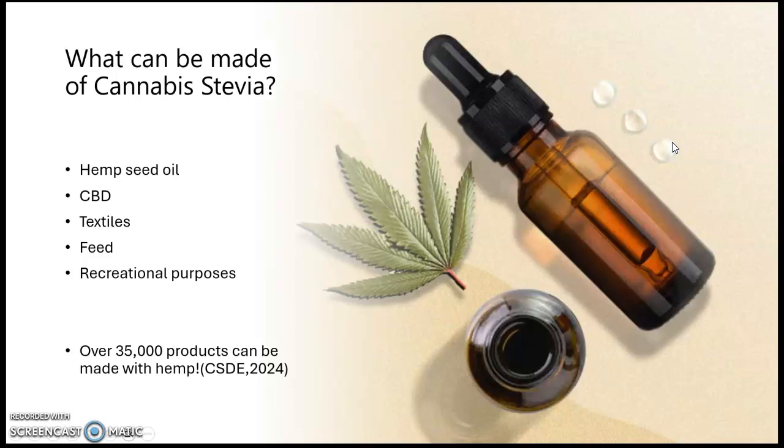what can be made from Cannabis stevia? There's actually lots of options. You can make hemp seed oil. You can do CBD, you can get textiles out of it, you can get feed for animals, and of course it has recreational purposes depending on its use and processing. There are over 35,000 products that can be made with hemp, so it's a pretty wide range use of product.